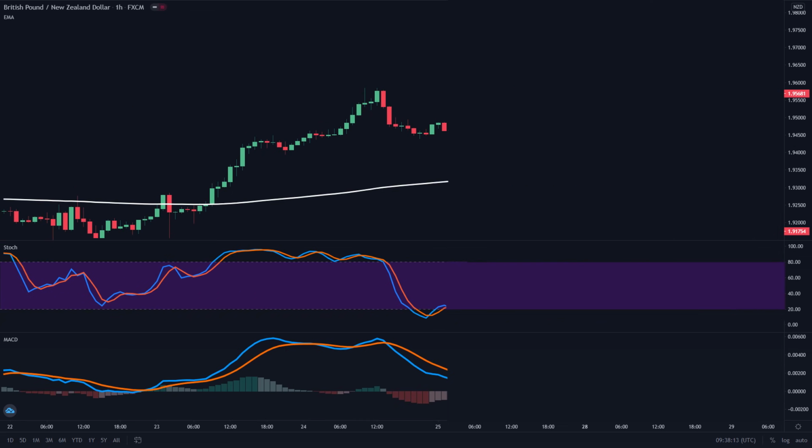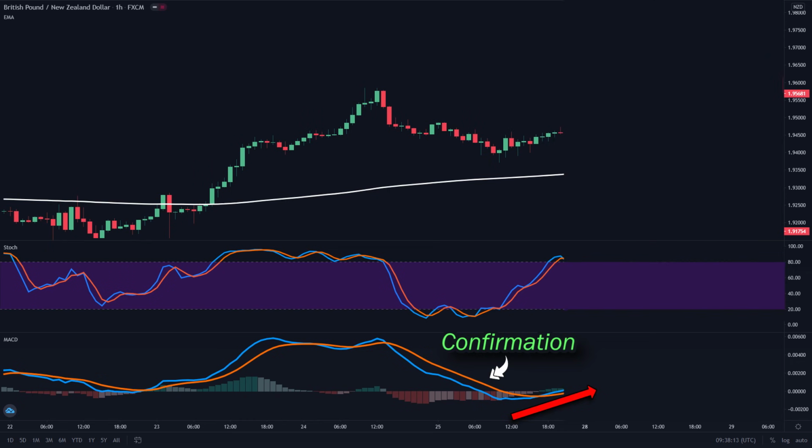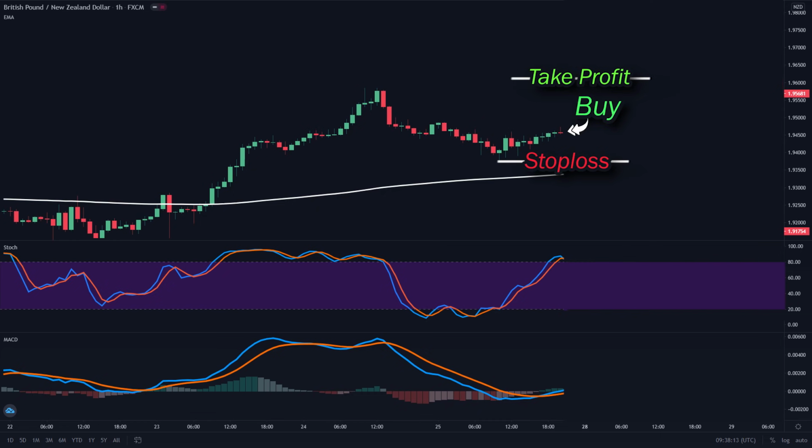In this chart, we can see that the price is above the 200 EMA, while the stochastics is at oversold, meaning we are looking to buy. However, we won't be taking positions before we see a confirmation from the MACD. Once this happens, you take a buy position. Now for your stop loss, you place it below the nearest swing low and set your profit target at 2 times your stop loss. And as you can see, this trade ended up being profitable.